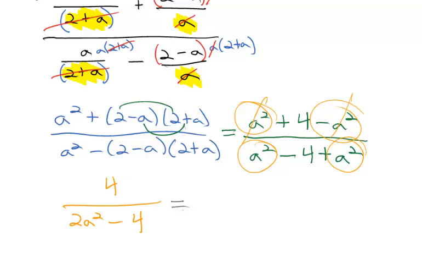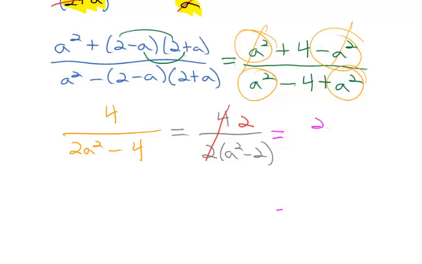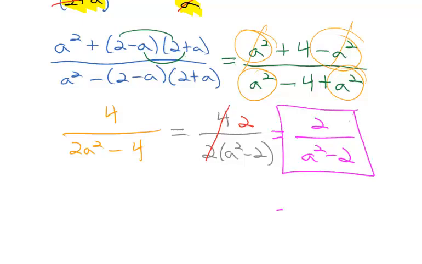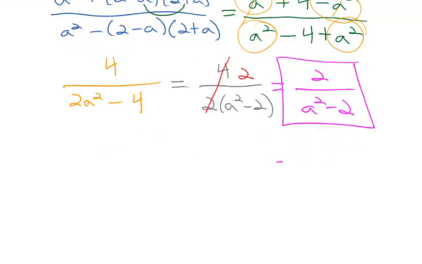But don't stop there, because there's a GCF we can factor out of the denominator of 2 times a squared minus 2. And then we can reduce 4 over 2 is 2. So for our final answer, we have 2 over a squared minus 2. Compound fractions. Multiply every term by the common denominator. Then multiply it out and simplify.